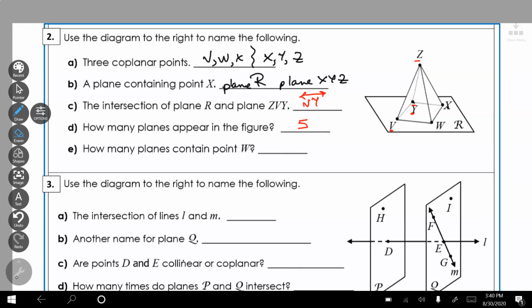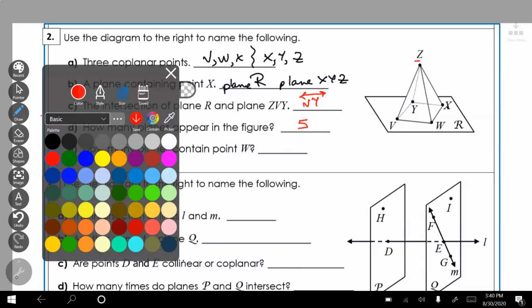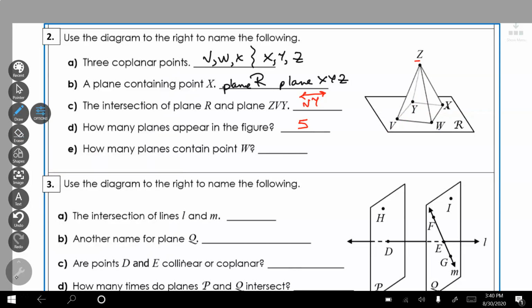And how many planes contain point W? So I'm actually going to erase some of this. And here's point W right here. And obviously it's on plane R, but it's also on this plane right here, this side face, WXZ, and it's also on this front face, WVZ. So I'd say it's on 3 different planes.